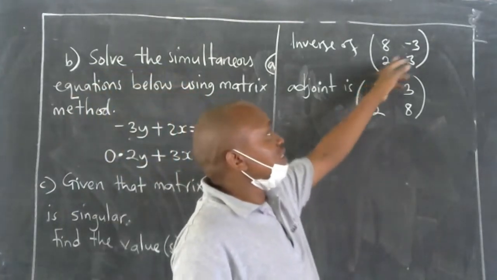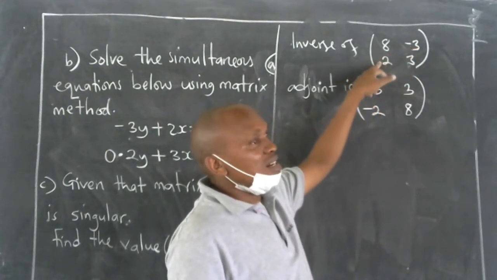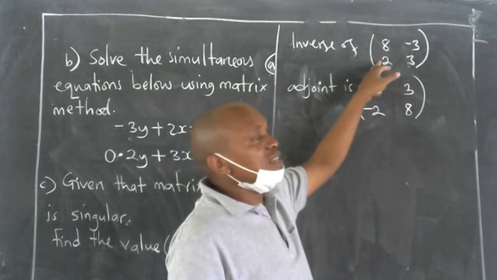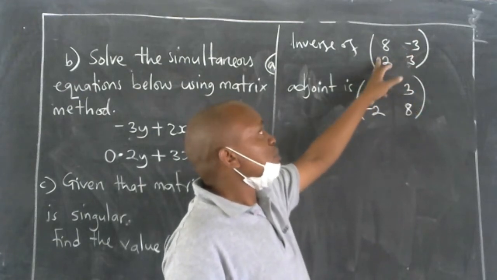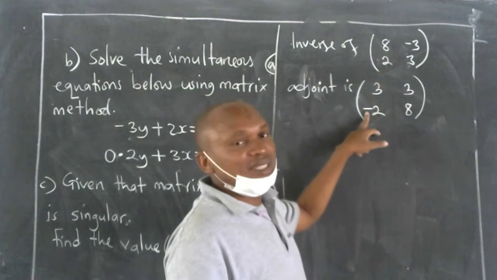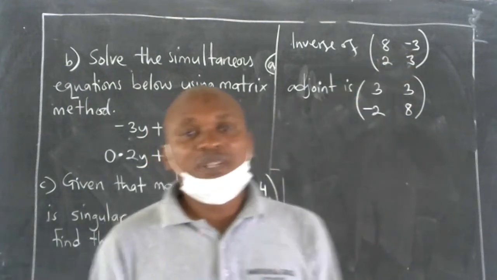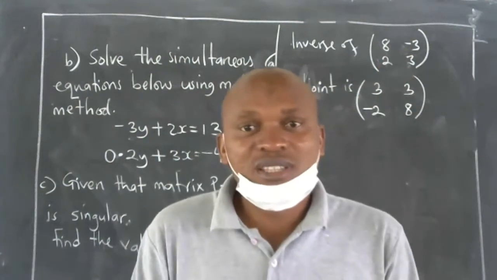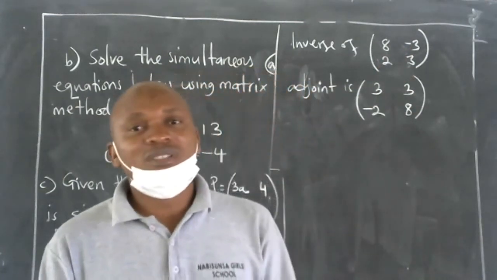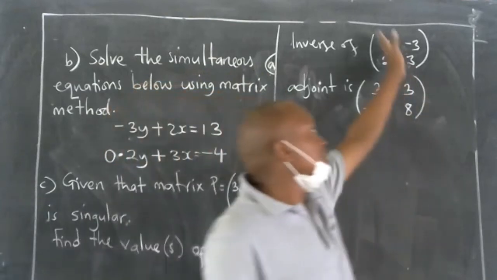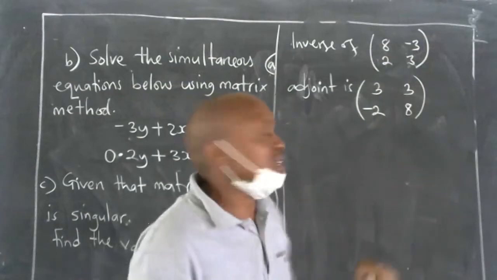These ones change signs. The one that was negative turns out to be positive. The one that was positive turns out to be negative. But do not change their positions. Don't shift them from their initial positions. So we have two changes. The major diagonal changes positions. This is the major diagonal, and this is the minor. The minor changes signs.